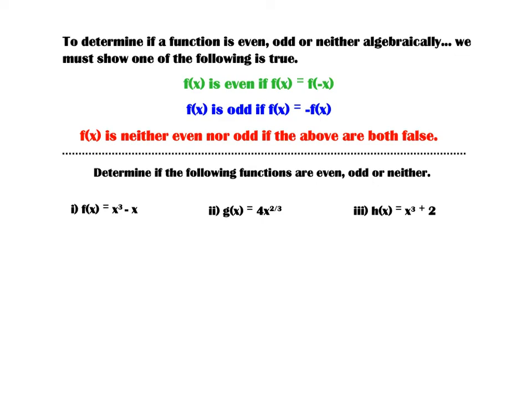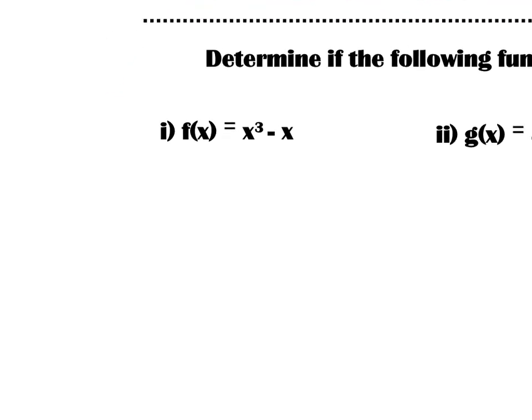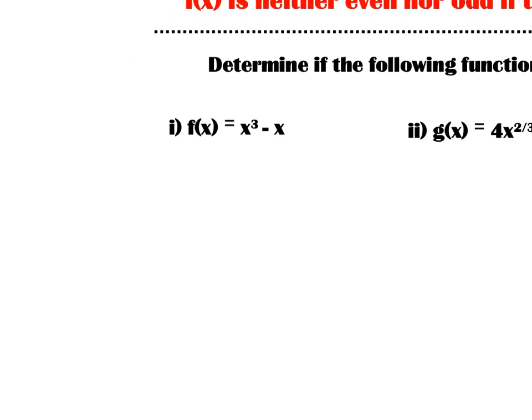So let's take a look here real quick at this first example. Okay, so here's f of x. I know what f of x is. I'm going to plug in a negative x into that function. Therefore, f of negative x will equal negative x inserted everywhere you see an x.